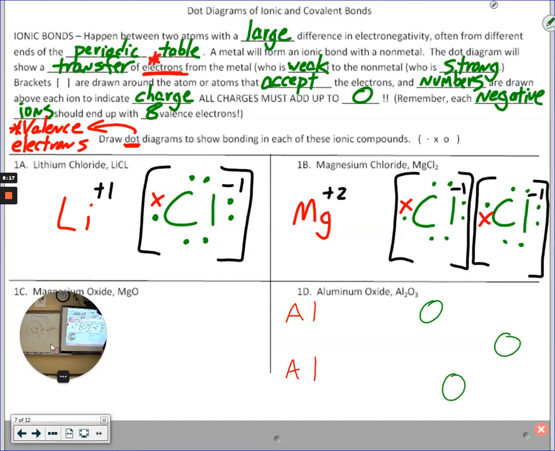Let's do the oxygen's valence electrons first. How many does it have? 6. Okay, 2 pairs and 2 singles. So let's go pair, pair, single, single, pair, pair, single, single, pair, pair, single, single. Now, according to your periodic table, how many valence electrons does aluminum have? 3. Right? So where are the electrons going to go? 2 to each, right?